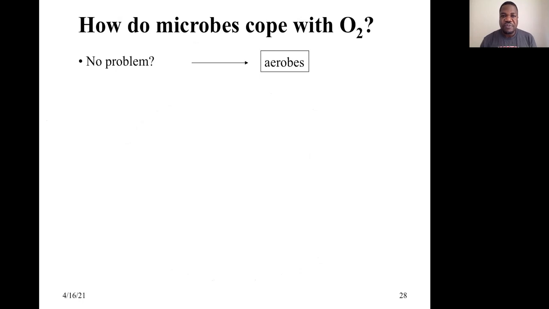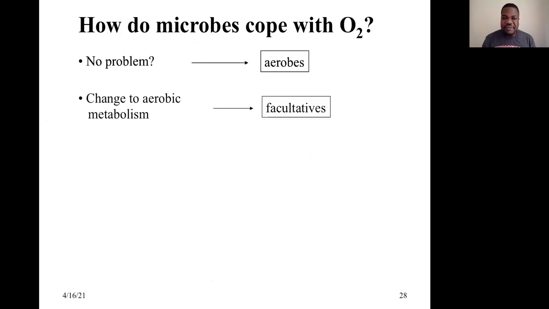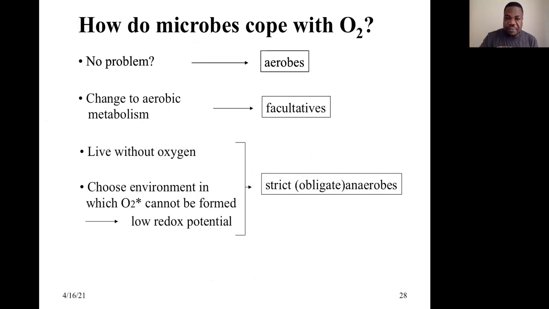Okay, so how do microorganisms cope with oxygen? Aerobes have no problem. Facultative microorganisms can just switch from aerobic metabolism to fermentative metabolism. Okay, but strict or obligate anaerobes are the ones that have problems because they are not able to produce enzymes that can protect them against the cytotoxic products that are generated during this aerobic pathway. That's where the problem is.